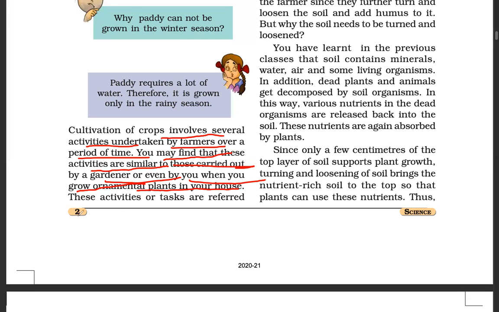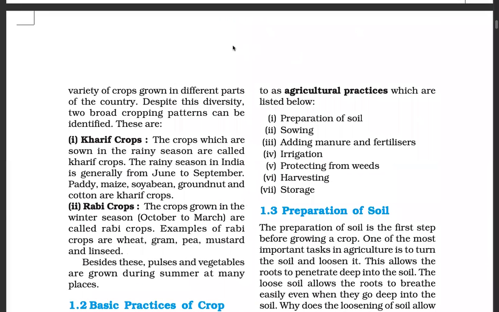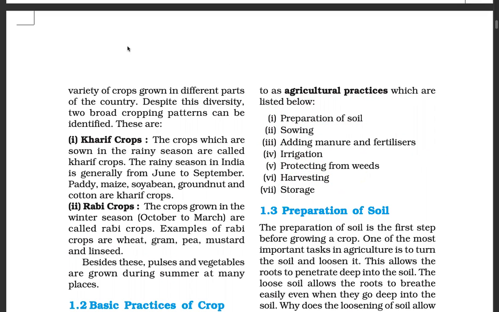So let us move forward. These activities or tasks are referred to as agricultural practices. Okay, so these are called agricultural practices, which are listed below. First, preparation of soil to grow a crop. Then sowing, adding manure and fertilizers, irrigation, protecting from weeds, harvesting, and then storage. Okay, so we are going to read it step by step.